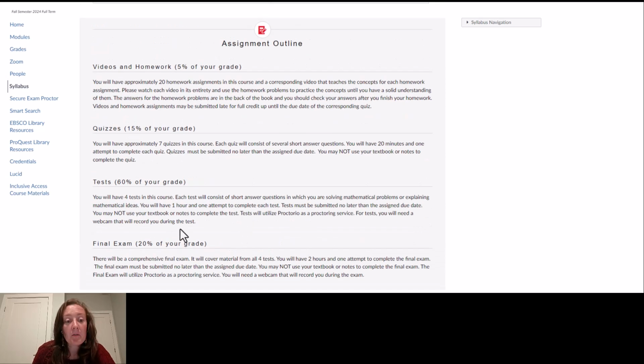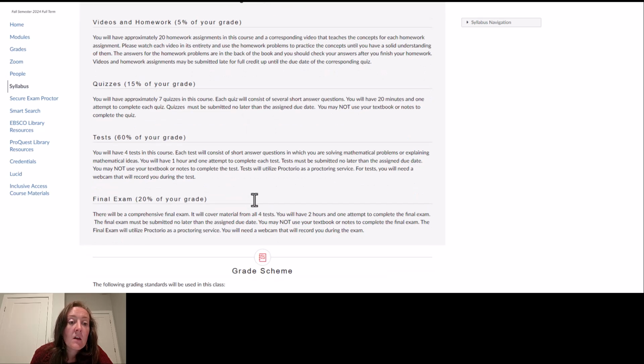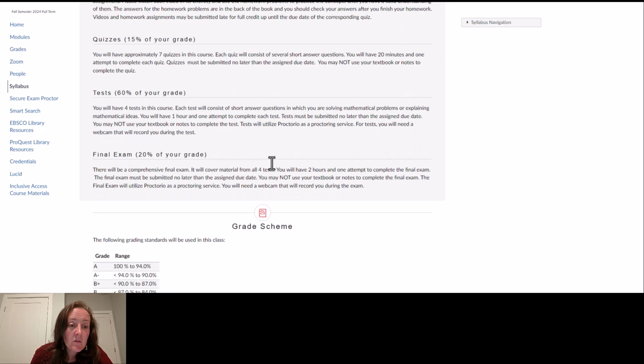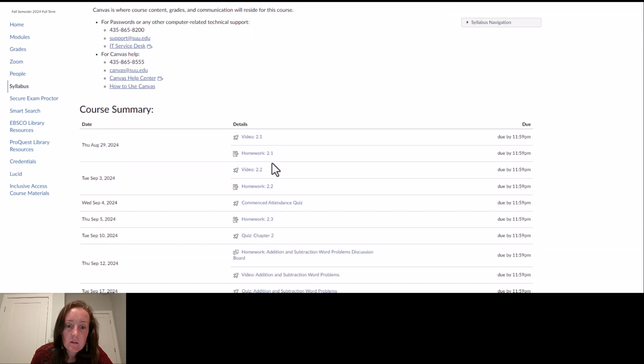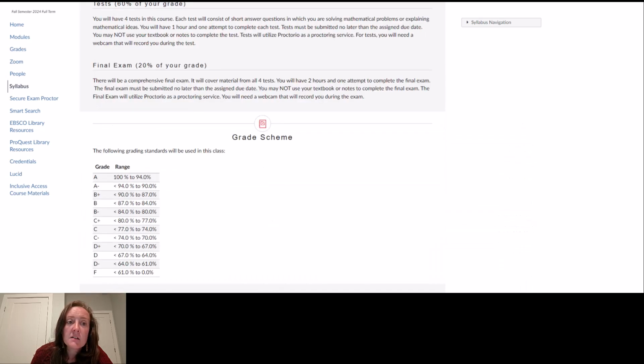And the best way to prepare for the tests is to make sure you're doing well on the quizzes. And the homework is ultimately where you learn those concepts to be prepared for all of the assessments. So that's the way that the grade will be determined. I think that's everything I wanted to mention on that.